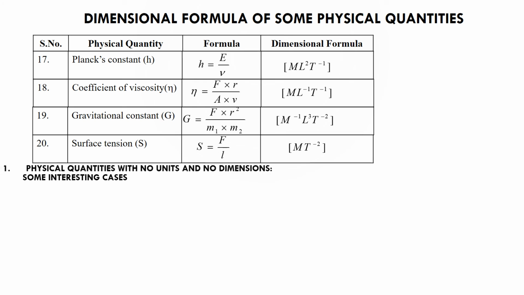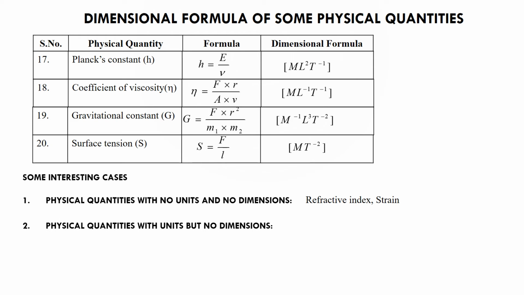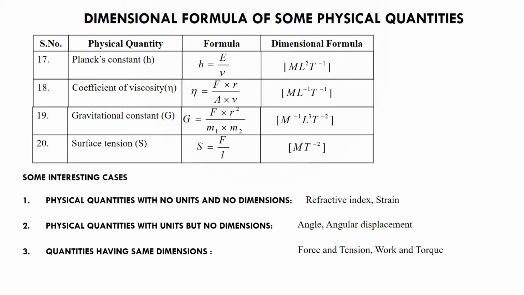Okay. But there are some interesting cases, kids. Physical quantities having no unit, no dimension: refractive index and strain have no unit and no dimension. There are physical quantities which have unit but no dimension: angle, angular displacement. By the way, the unit of angle is radian, and for angular displacement it is again radian. Quantities having same dimensions: force and tension, work and torque, impulse and momentum.